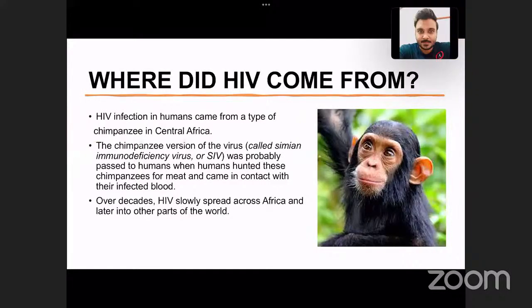So now we come to where HIV came from. It came from chimpanzees in Central Africa. The chimpanzee version of the virus was probably passed to humans when humans were hunting these chimpanzees for meat and came in contact with their infected blood. Over decades, HIV slowly spread across Africa and later into other parts of the world.